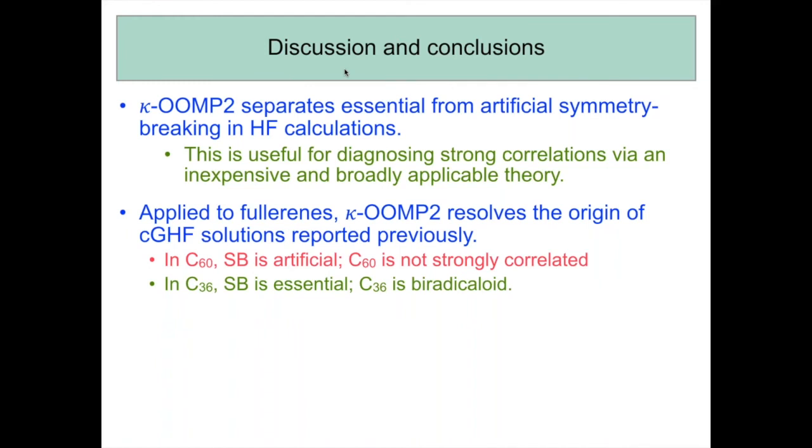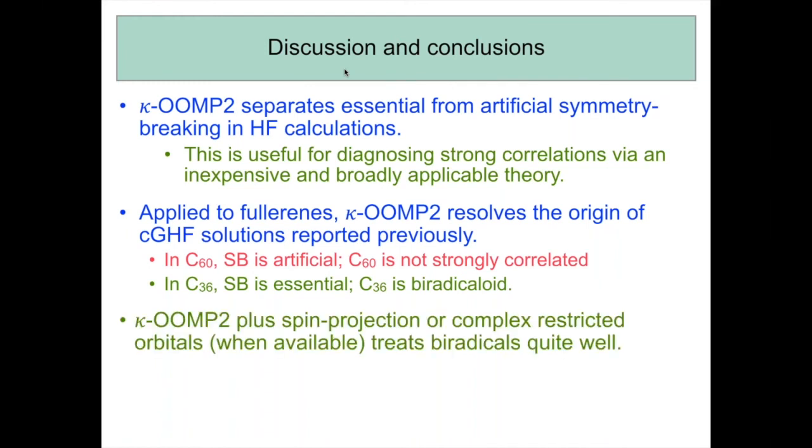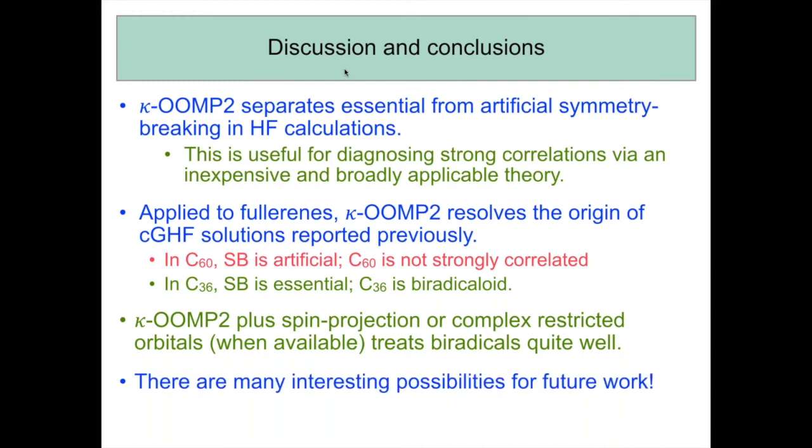On the other hand, C36 is biradicaloid. And if you then need to get a good number for a system you've diagnosed as biradicaloid, spin projection and complex restriction are 2 suitable approaches.